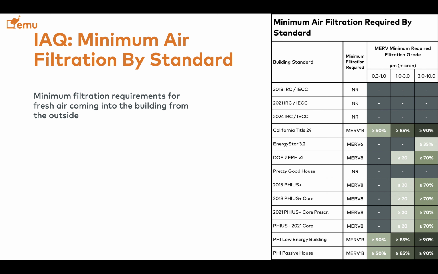MERV 13 filters out more than 50% of the smallest particle, the 0.3 to 1 micron in diameter. It filters out 85% of the medium-sized particle, 1 to 3 micron in diameter. And this is the very important one when we talk about cancer and pollution, because particulate matter 2.5 falls in this middle column, the 1 to 3 micron in diameter. And then it filters out 90% of the larger particles, 3 to 10 microns in diameter.